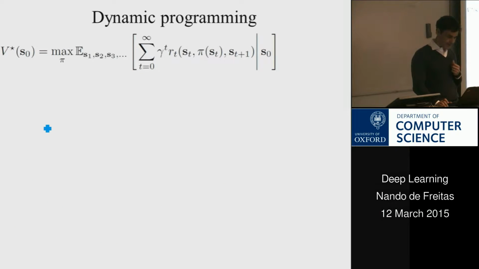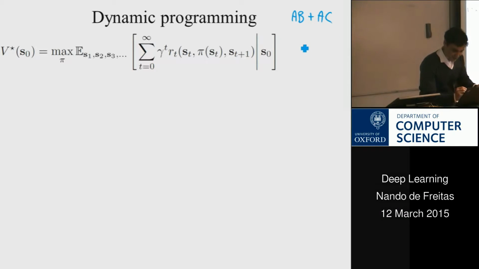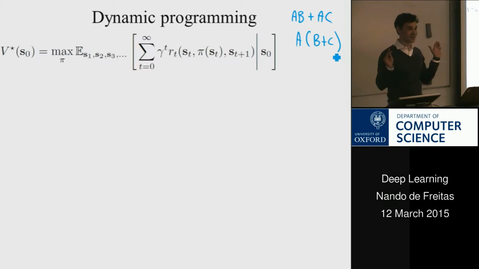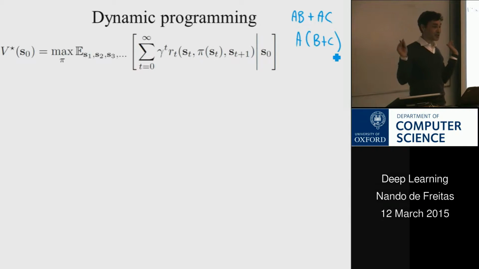Okay, so what we're going to do is something called dynamic programming. And let me just summarize it for short. If you're trying to compute AB plus AC, don't compute it this way, compute it this way. Okay, so we all know this trick. And this is exactly what we're going to do. The expressions are much bigger, there's more symbols, but this is really what we're doing here.